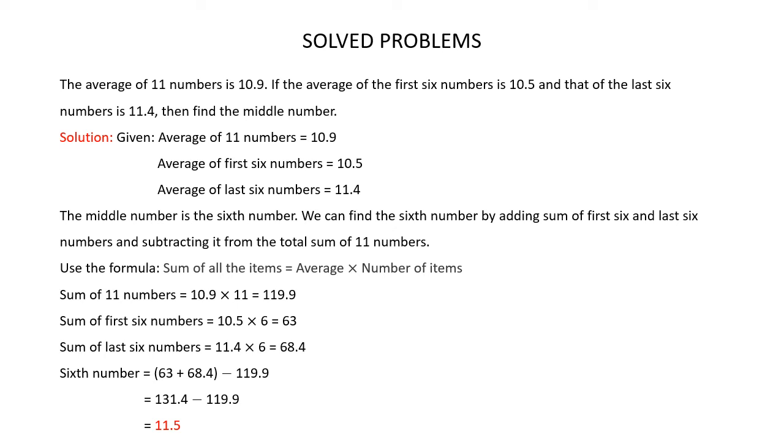So the sixth number is equal to 63 plus 68.4 minus 119.9. Now 63 plus 68.4 is 131.4. 131.4 minus 119.9 is 11.5. So the sixth number is 11.5. Since there are 11 numbers here, the sixth number is the middle number. So the middle number is 11.5.